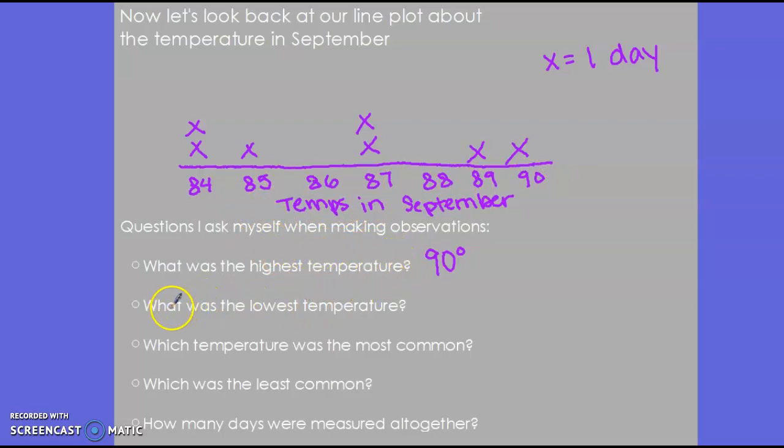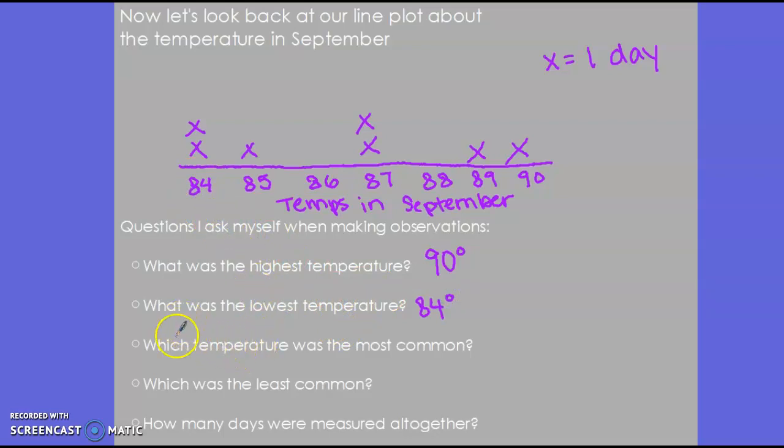So when our next question says, what is the lowest temperature? Well, if 90 was my highest and I went from smallest to biggest, I know that 84 was my smallest number. So 84 must have been my lowest temperature. I didn't write any number smaller than that. So 84 degrees would have been my lowest temperature. It's the smallest number I have on here.